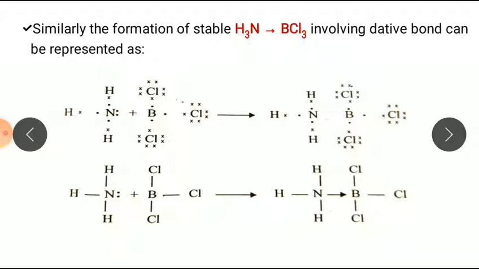Okay, so in this case what will happen? The lone pair of this nitrogen will be directly given to this boron atom, and the formation of what? A dative bond. Okay, that means formation of the stable NH3BCl3 molecule. Okay, see the simple example.